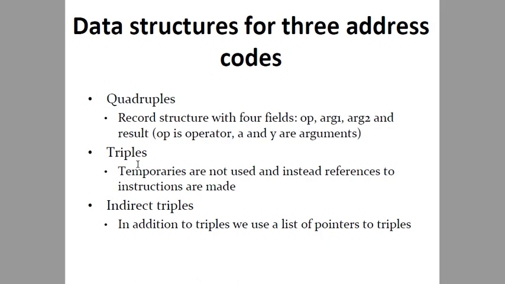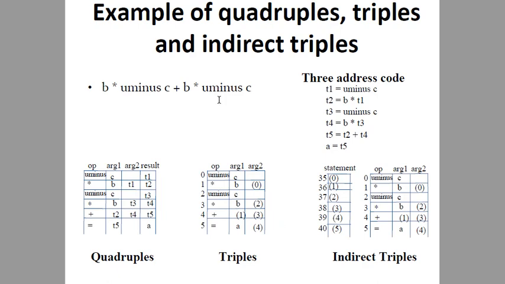We will take one example and explain these three different types of representations for three address code. Take this example: a = b * -c + b * -c. What will be our three address code? As explained previously, consider the three address code for the syntax tree. What will be our quadruple? Quad means four, so it consists of four fields: operator, argument 1, argument 2, and result.